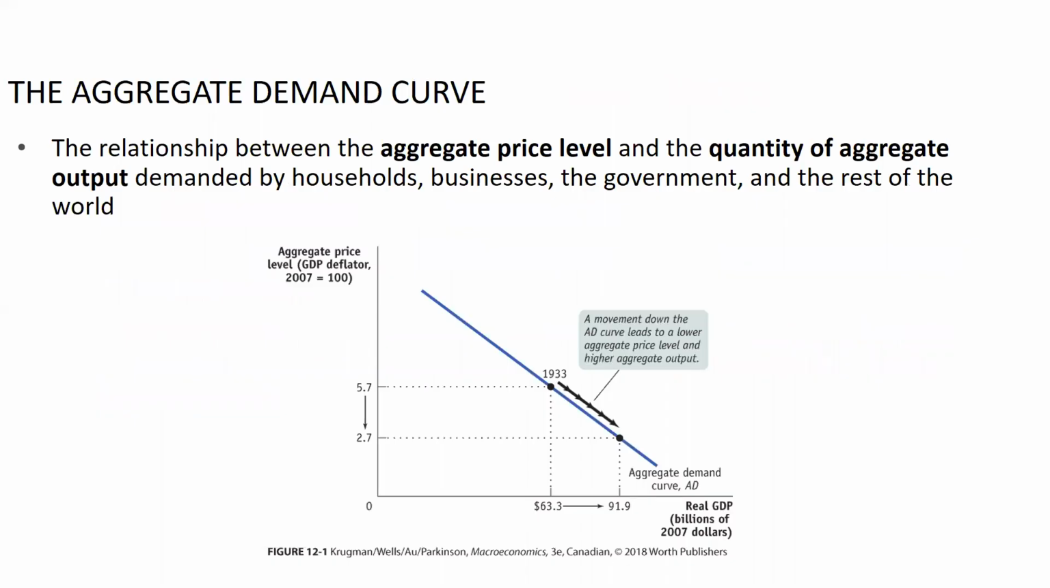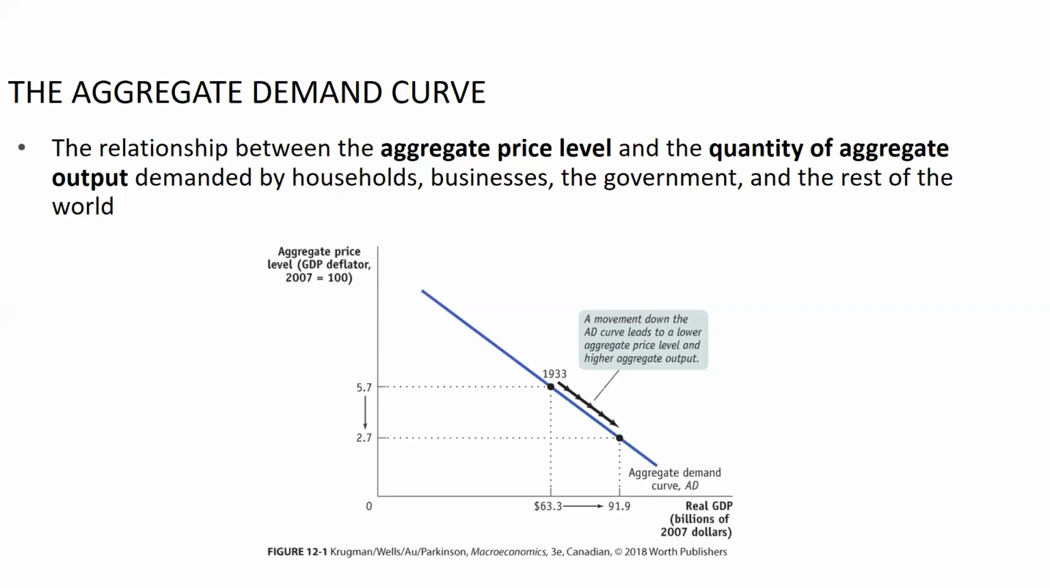So to do that, we're going to start by thinking about the aggregate demand curve. The aggregate demand curve essentially describes the relationship between the aggregate price level and the quantity of aggregate spending in the economy, which is how much households, businesses, government, and the rest of the world spend, that is C plus I plus G plus net exports. How does that total aggregate spending change as prices change?